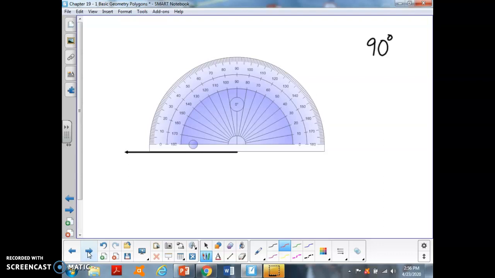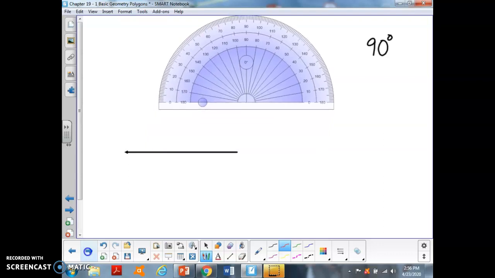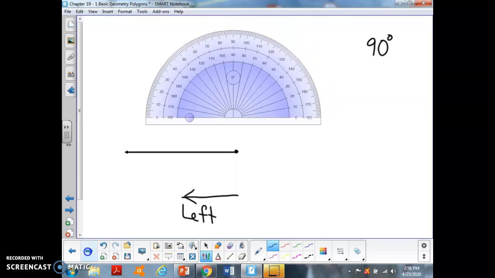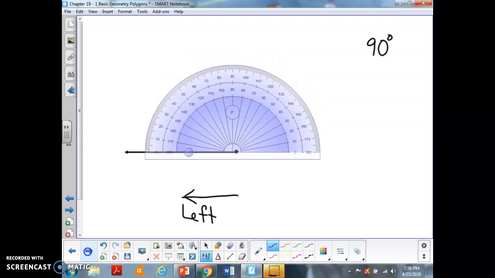Second one. Okay, I've drawn my ray already. Here it is. But notice I'm going this direction this time. That means I'm going to need the outer circle. When the ray goes to the left, then I need the outer circle. So I'm going to take my protractor, put it right in the spot. Make sure it's going through the 0, 180 on the bottom, right along the bottom of that protractor, coming out of your little hole that you'll have on it. You should see a 0 and a 180.